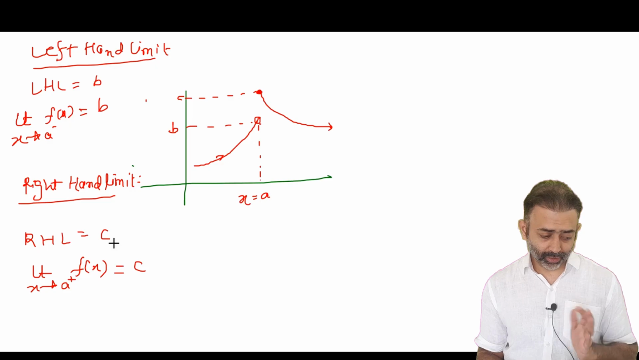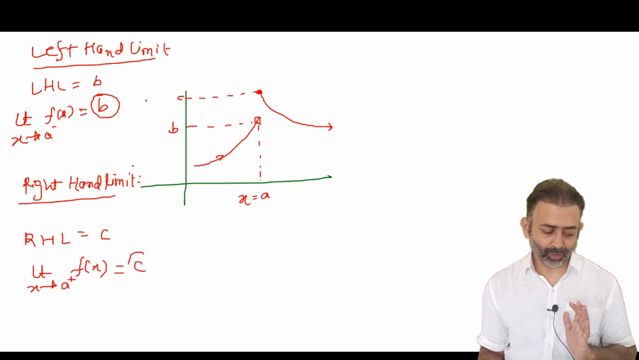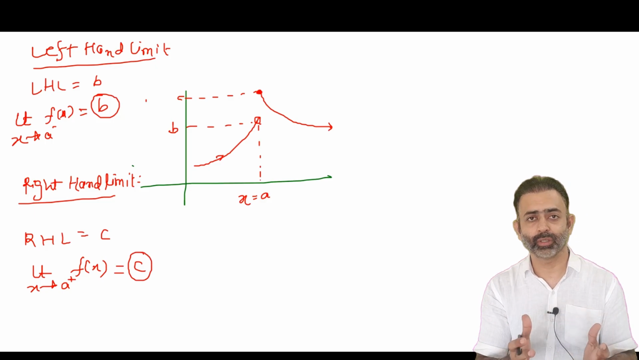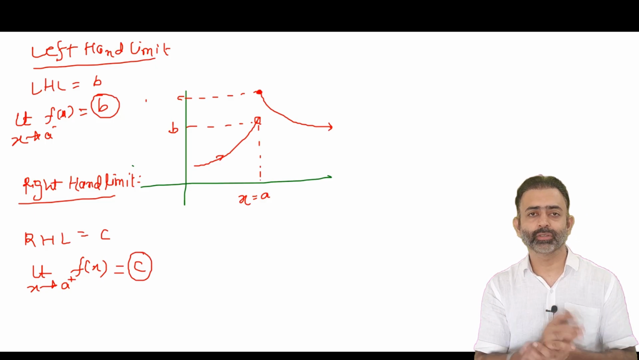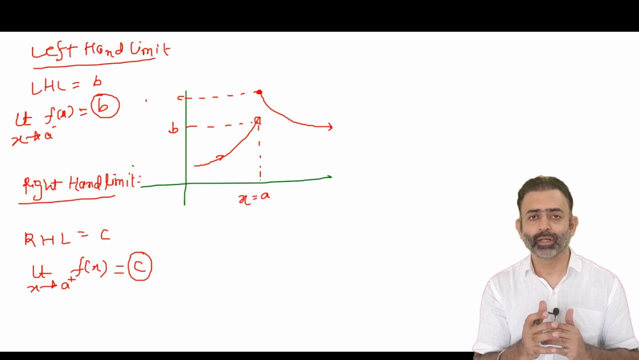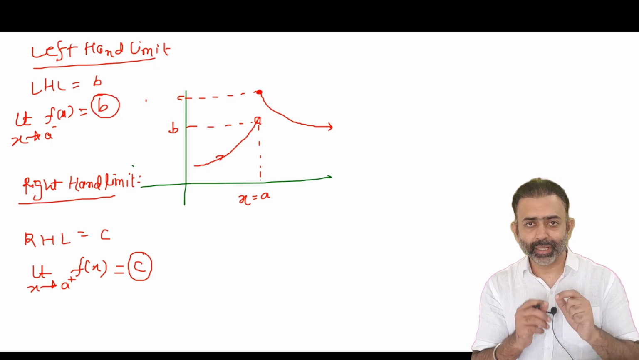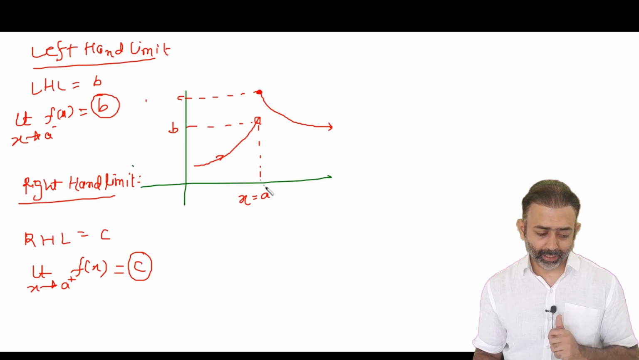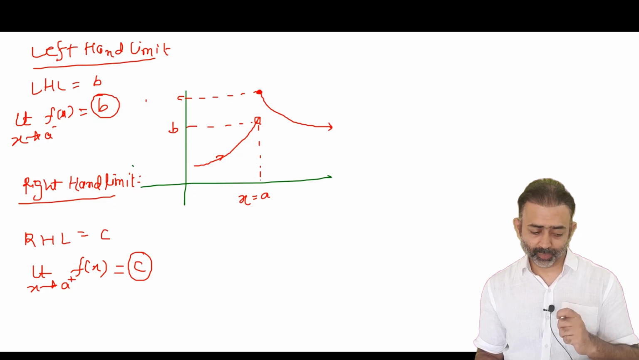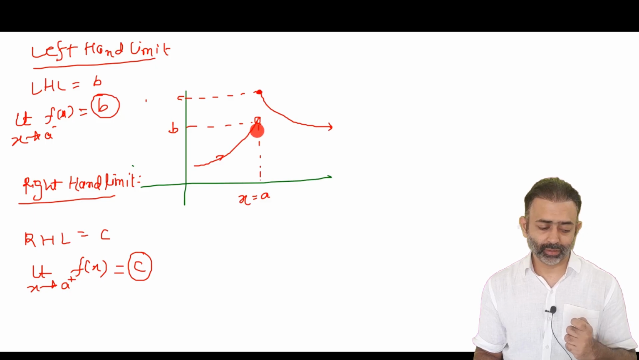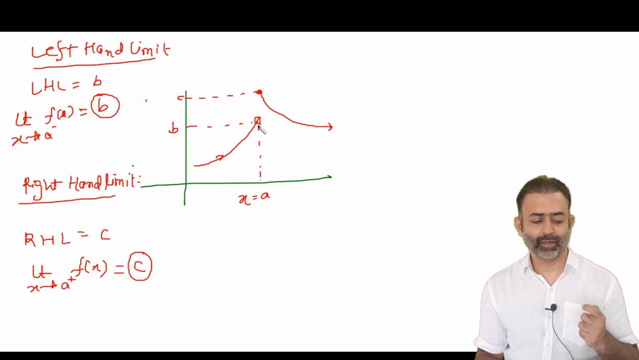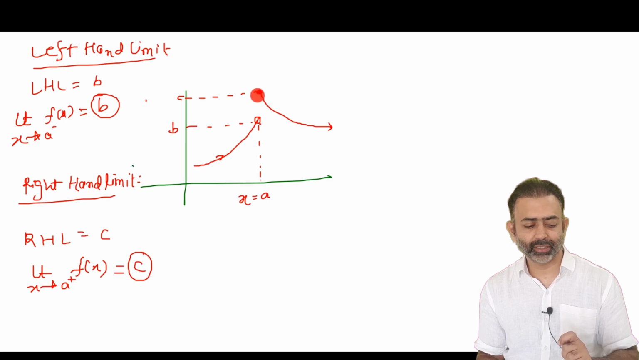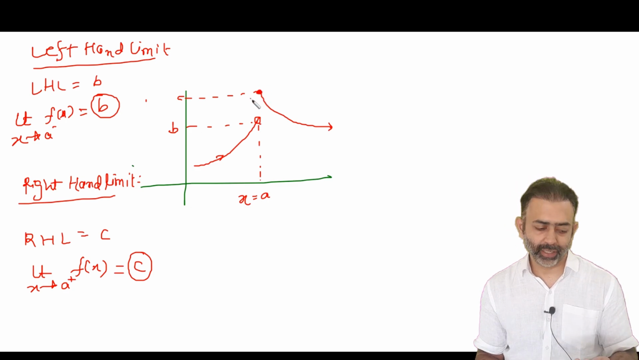Right? As you can see here, the left hand limit is coming out to be B, the right is coming out to be C. So these two limits are not equal. And if the limits of the graph are not equal, that means there is a break in the graph. As you can see in the graph, at point x equal to A, just before x equal to A, the function was approaching B, and after x equal to A, the function is approaching point C. And you can see here that there is a break in the graph.